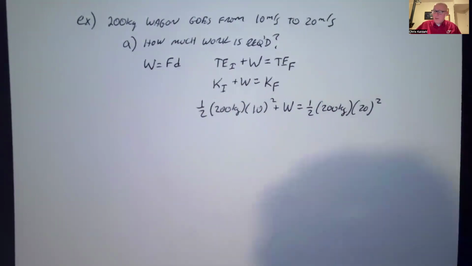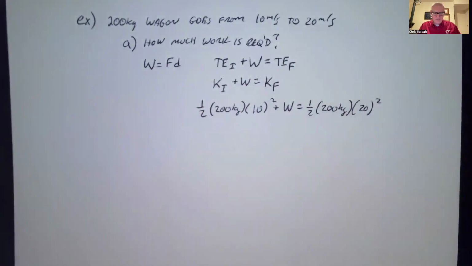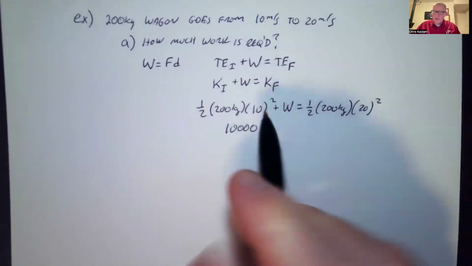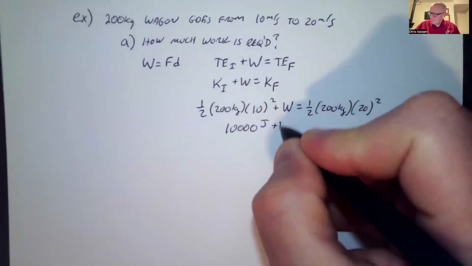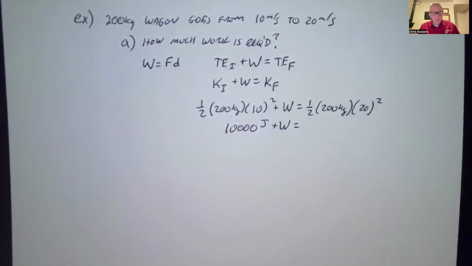So at this point, I've got my calculator handy. I'm just going to go 1/2 times 200. So that's 100, 100 times 100. And for whatever reason, my brain is not functioning yet, and neither is my calculator. That's 10,000. And remember that that is energy, it's joules. And then this right here, we're going to end up with, I want to say that's 40,000 because 20 squared is 400.